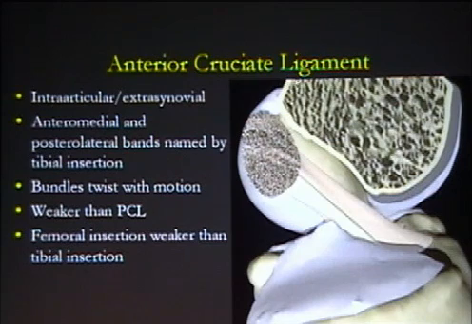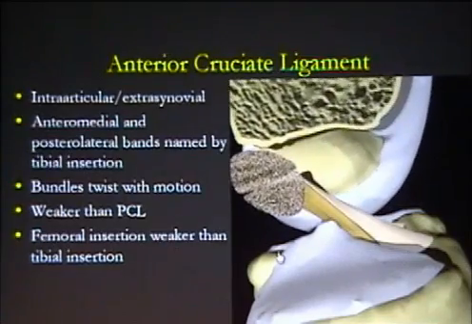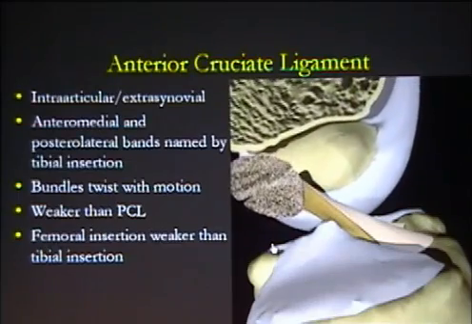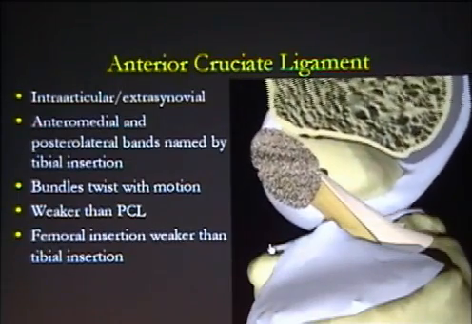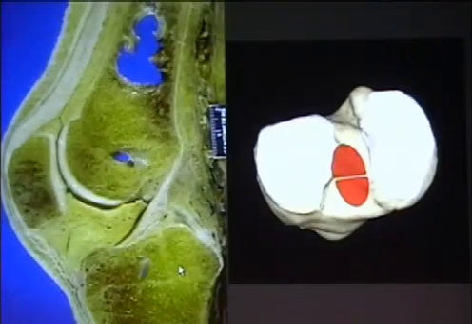I'd like to move on now and talk about the cruciates, and then hopefully some words about the medial supporting structures. The cruciate ligaments are intra-articular and extrasynovial structures. There are anteromedial and posterolateral bands of the ACL which are named according to their insertion on the tibia. As you can see here in this schematic, the bundles twist with motion. So as the knee is flexed, the bundles of the anterior cruciate ligament twist. The ACL is much weaker than the PCL, and the femoral insertion is weaker than the tibial insertion.